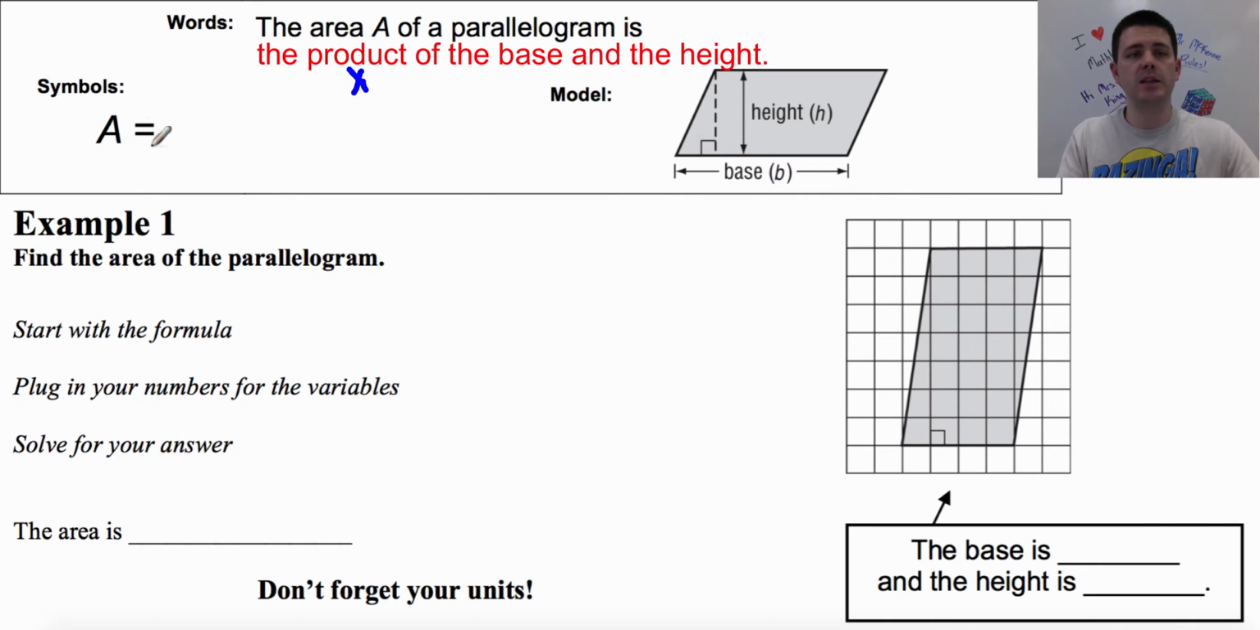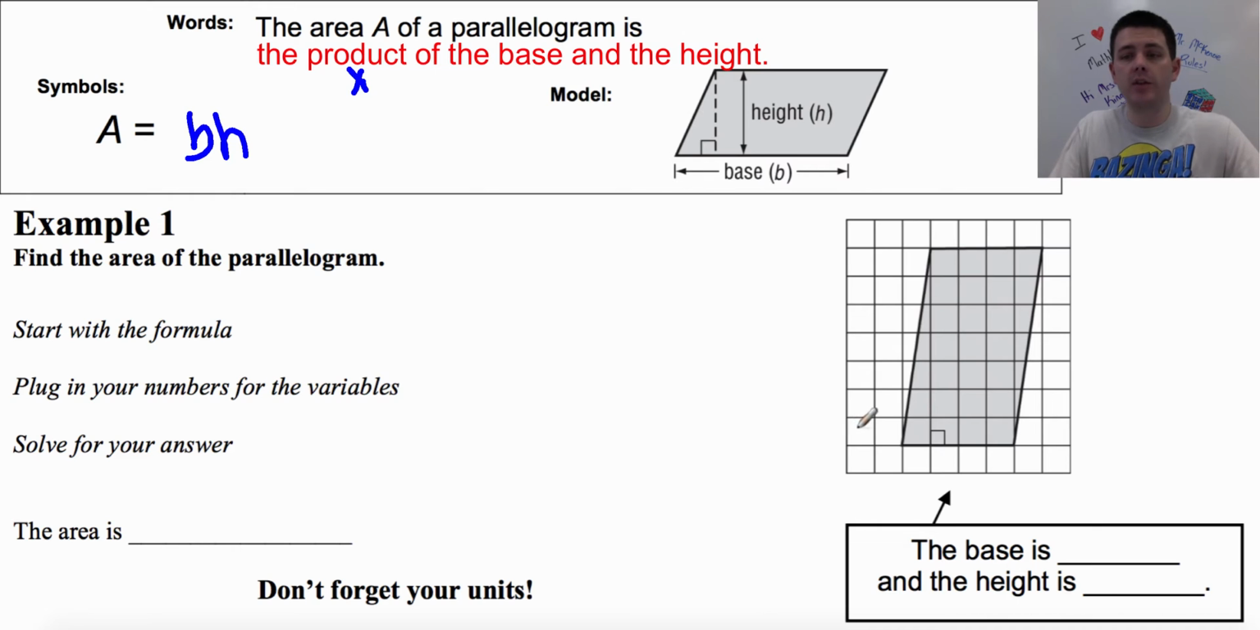So in symbol form, which is how you're going to see your formula written most of the time, it's just base times height. You're just going to multiply those two measurements together. Again, your base is your bottom piece. Your height is that vertical distance. Always look for that right angle to find your height. Okay? So let's do an example together.